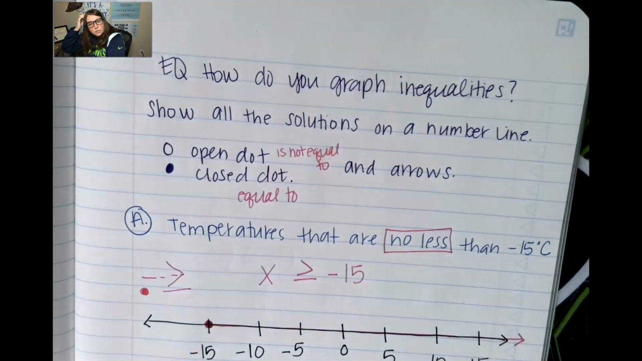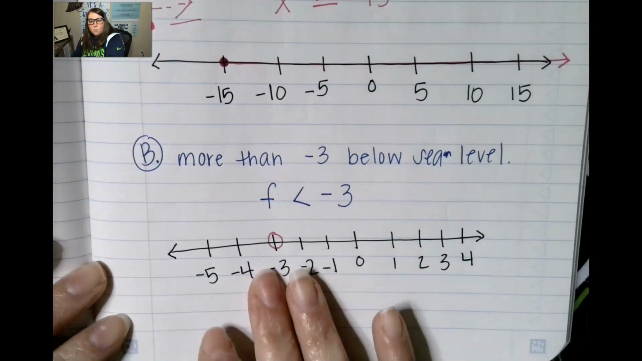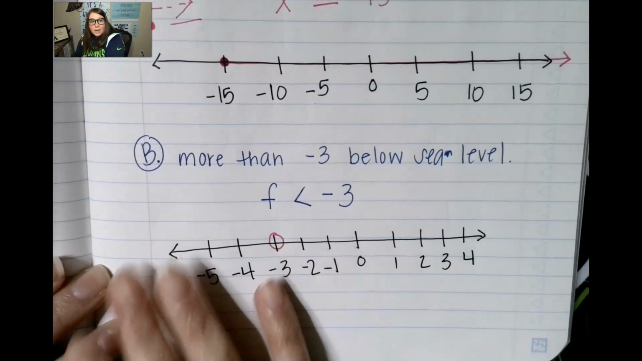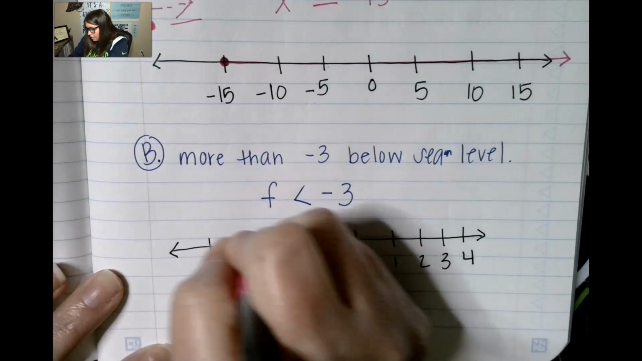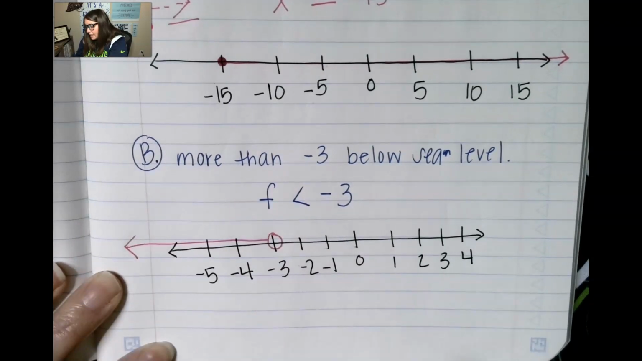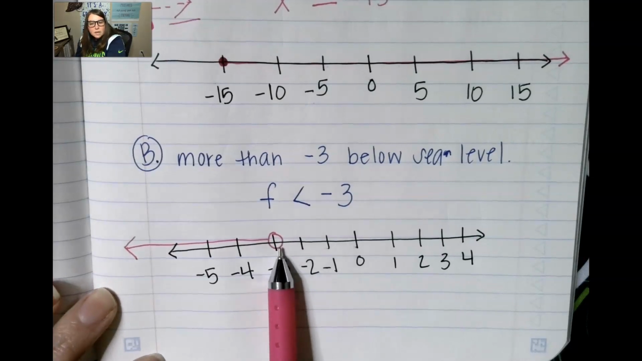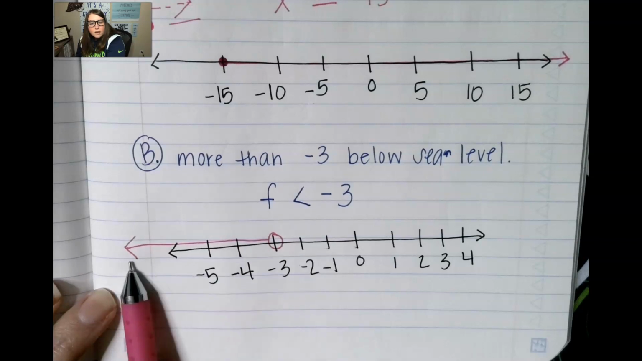Is not equal to. So it doesn't equal -3. It wants everything below -3. So all of these values to the left are less than -3. So when we graph this one, we're going to have an open dot and all the values to the left.